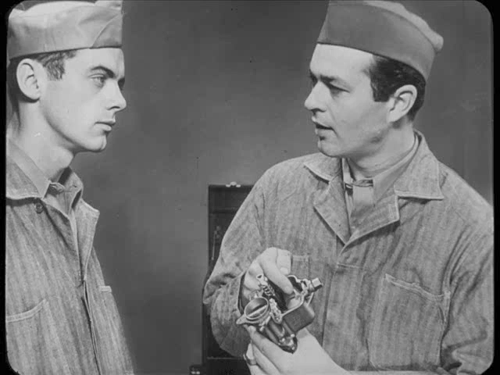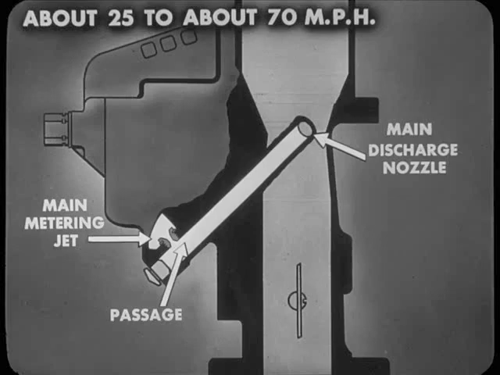Well, that takes care of the float system, Duke. So now let's trace the flow of gasoline through the main metering system. This system takes care of average driving from about 25 to about 70 miles per hour. It has a main metering jet and a passage to the main nozzle we talked about.